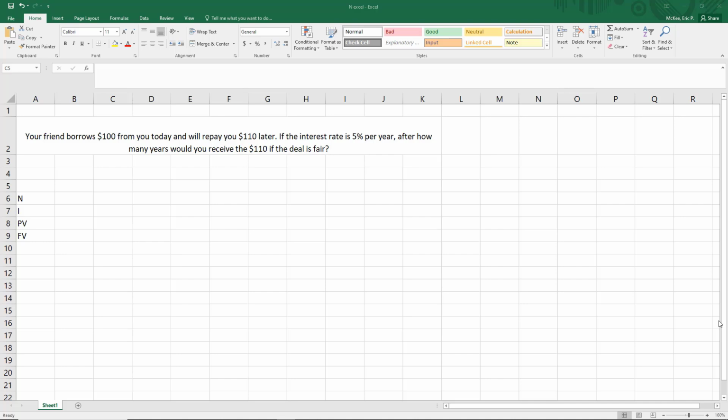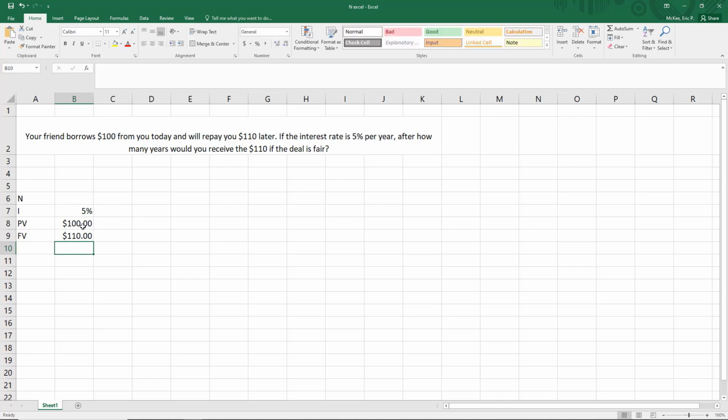I have prepared a standard question here, asking us to find the length of time we need for this loan to be fair, in other words, the maturity of this loan. Now, to get started for any time value of money question, it's best to convert our verbal description here into our required variables. So N stands for maturity. That's what we want to find, so we leave this alone. Our interest rate is 5%, so 0.05. Present value is the $100 that our friend is borrowing, and 110 is the future value, the amount we will receive at the end of the loan.